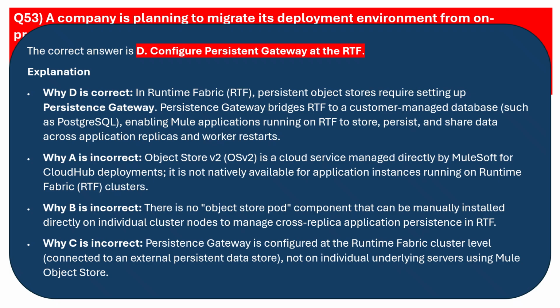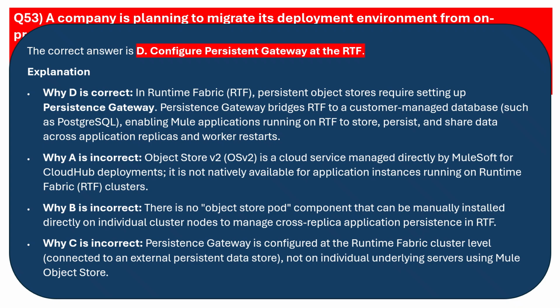Explanation. Why D is correct. In Runtime Fabric, RTF, persistent object stores require setting up Persistence Gateway. Persistence Gateway bridges RTF to a customer-managed database, such as PostgreSQL, enabling Mule applications running on RTF to store, persist, and share data across application replicas and worker restarts.